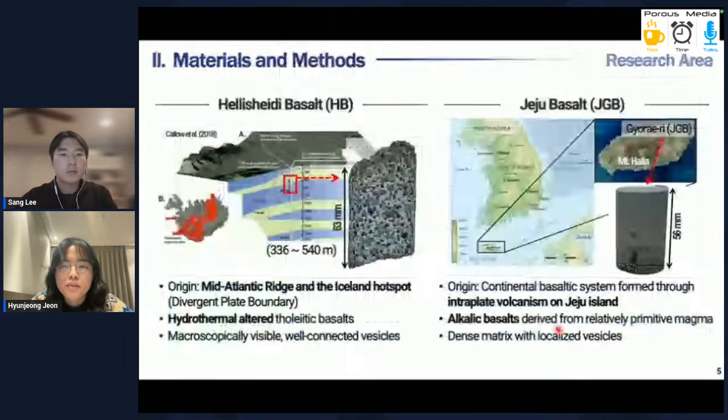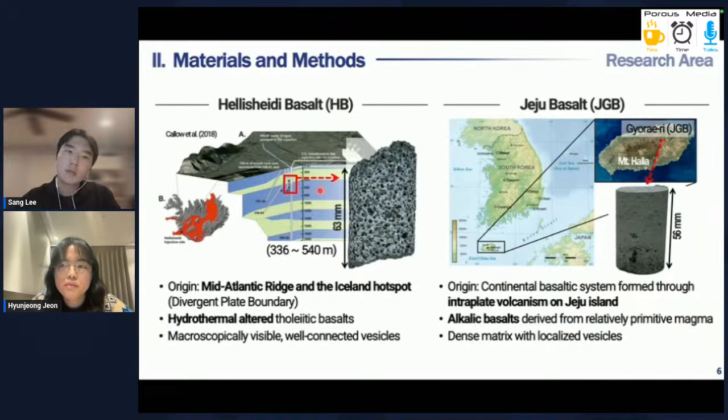To achieve these objectives, we compare 2 distinctive basalt types. One is the highly vesicular basalt from Iceland, the site of the CarbFix project, and the other is the Jeju basalt from South Korea. As you can see, these 2 samples represent very contrasting geological origins, which resulted in distinctive structures and characteristics.